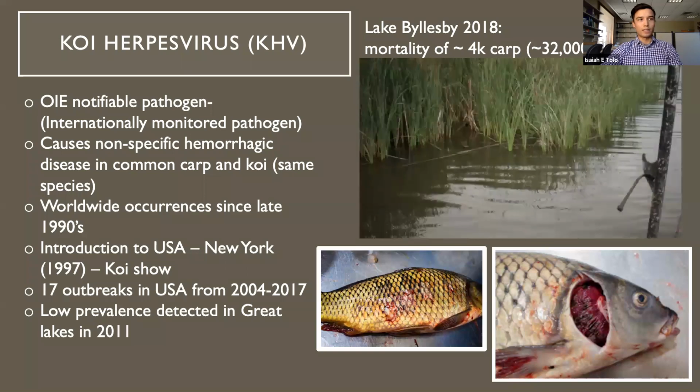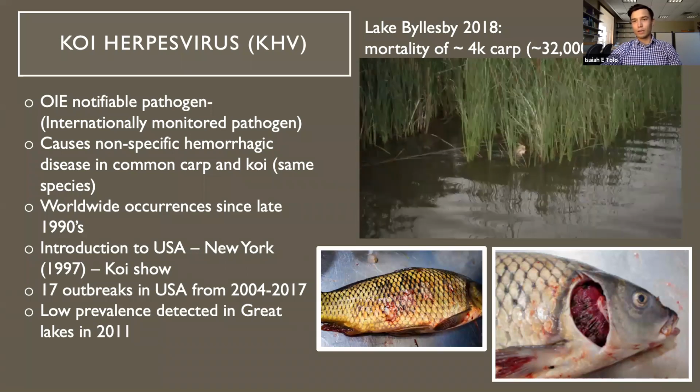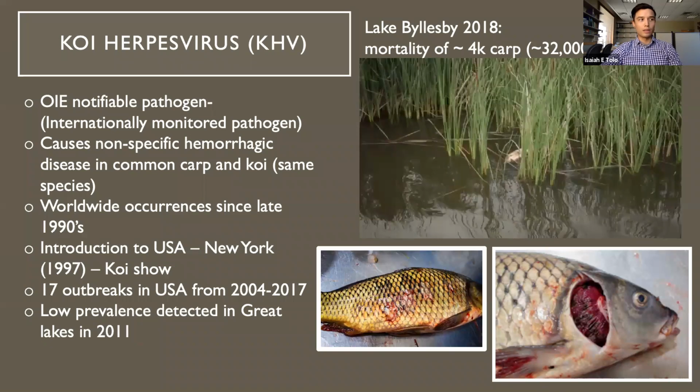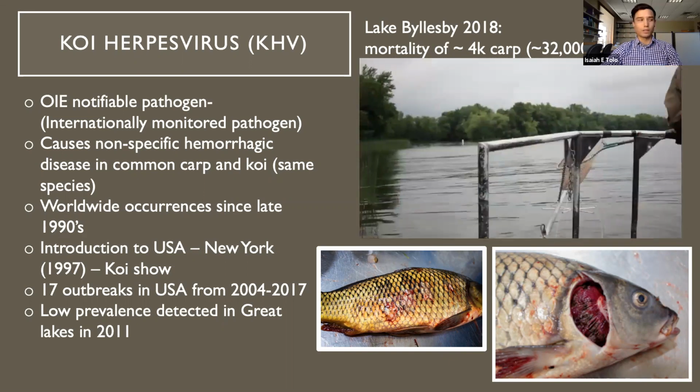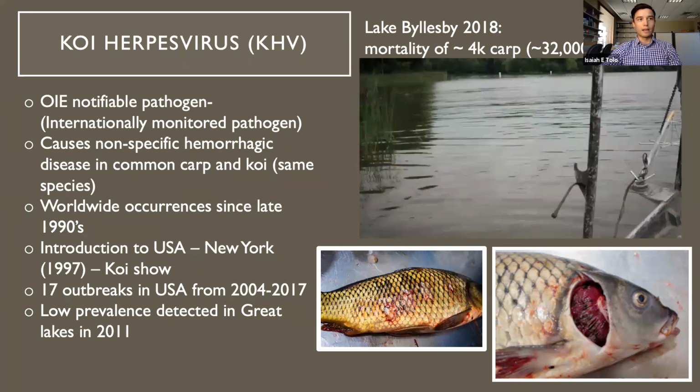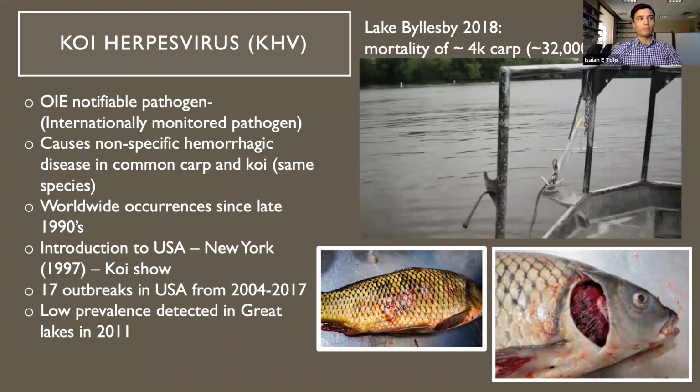It was first detected in the late 1990s in New York, and since then it has spread to 17 different states throughout the United States, and even more up in this last year. And it can cause a high level of mortality. So Lake Bellisle in 2018, we estimated that about 4,000 carp died in that mortality event, which was up to 32,000 pounds of fish. So just putting this in context of how much it would cost to do a removal of this scale, it could be as expensive as $10,000 to do this type of removal using a seining strategy.